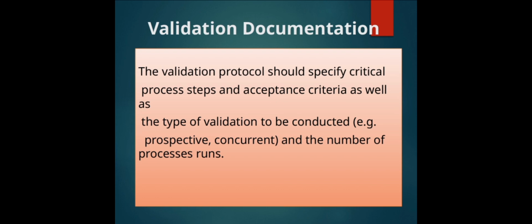Additionally, the protocol needs to specify the type of validation to be conducted. For example, whether it's prospective validation, which is done before routine use, or concurrent validation, which is performed during ongoing production. It's also important to include the number of process runs required to establish confidence in the process. This helps ensure that the validation is thorough and statistically sound. Overall, this documentation ties everything together by providing a clear, structured plan to verify that our process consistently produces quality results, aligning with the overall theme of ensuring compliance and quality assurance.